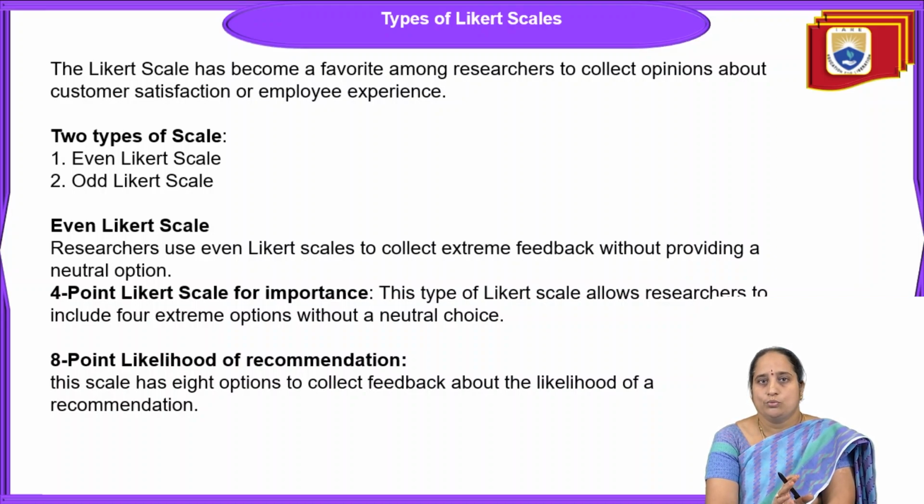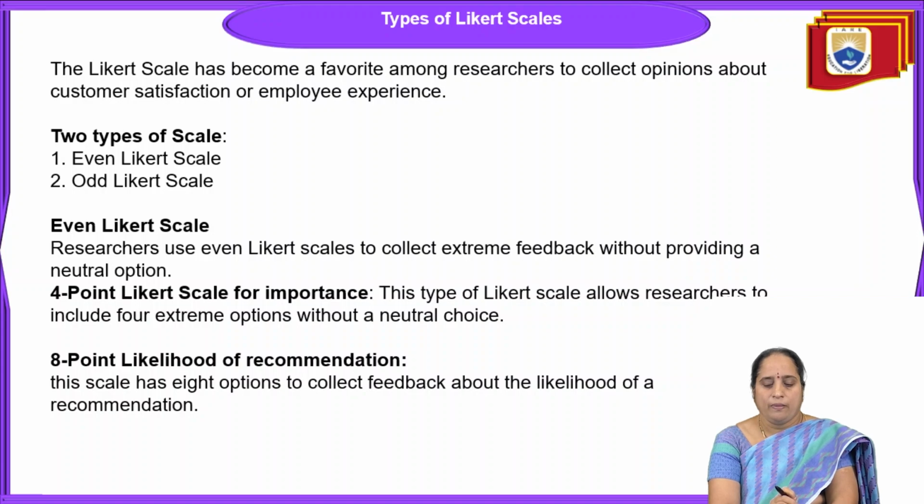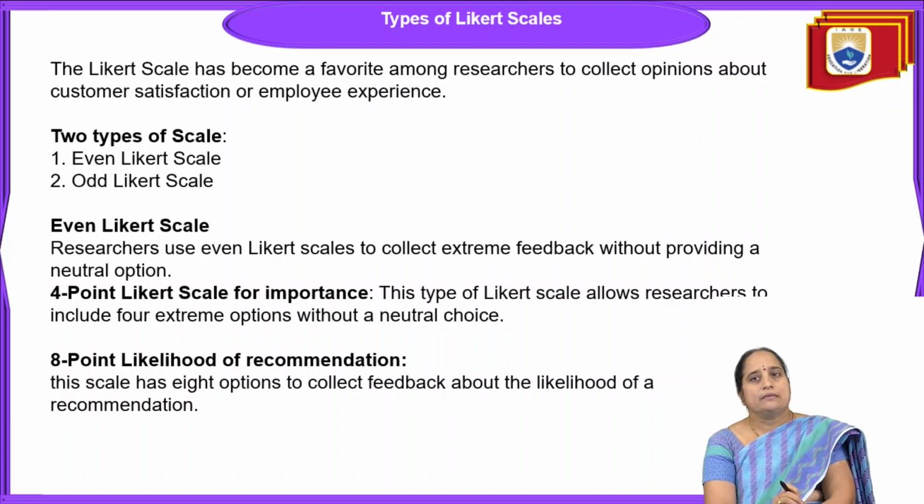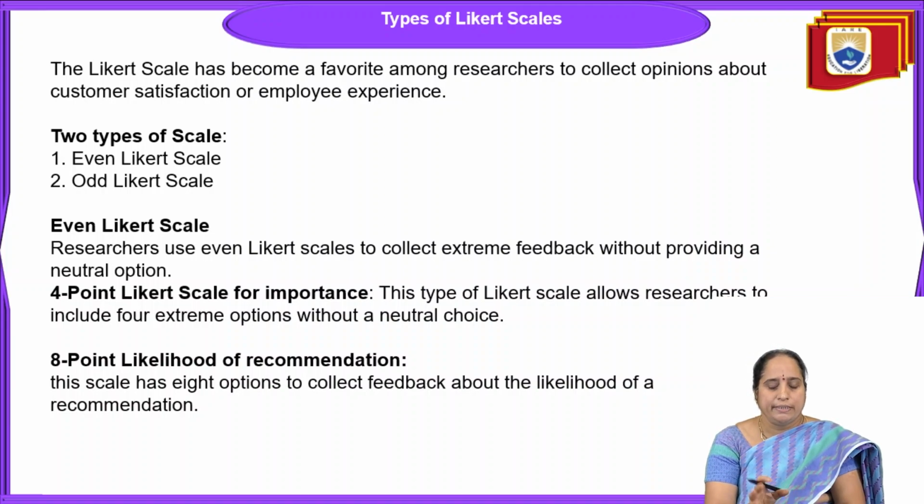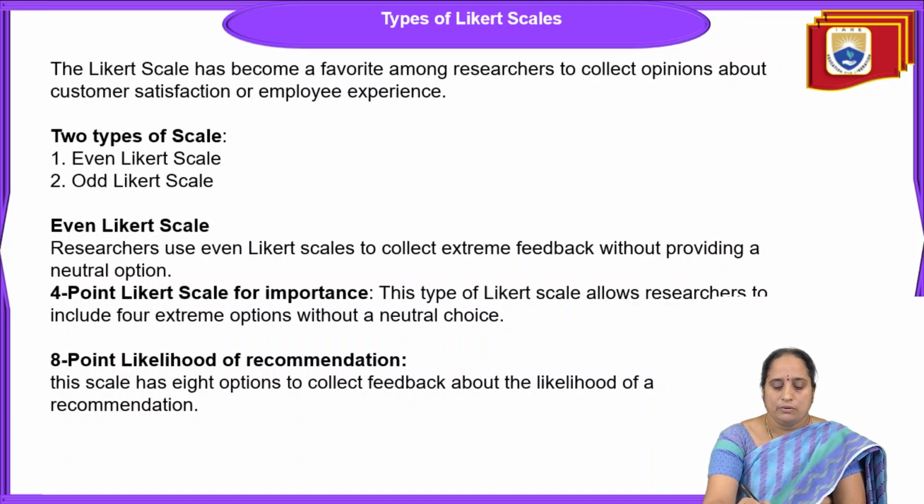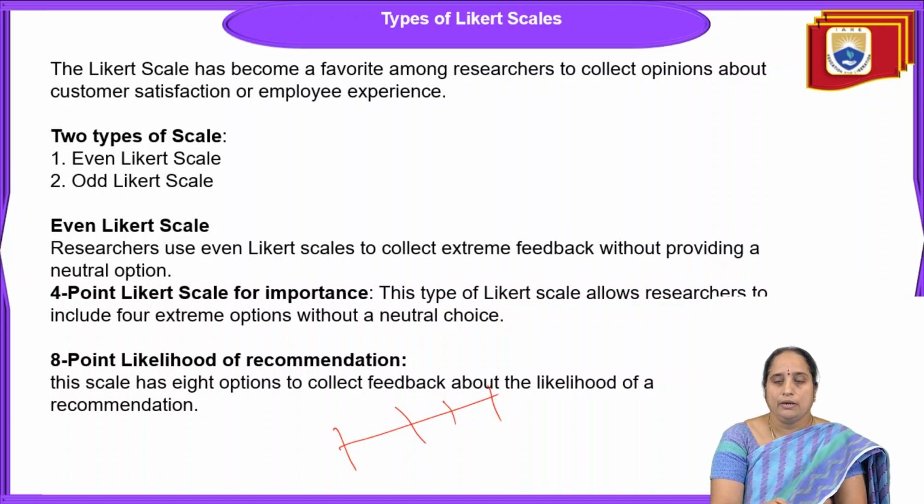Basically, there are two types of scales: one is the even Likert scale, and the other is the odd Likert scale. The difference between even and odd can be identified by the number of choices given in a Likert scale. Coming to the even Likert scale, generally this type is used to collect extreme feedback without providing a neutral option. So out of 5, we are including only 4. There is no neutral option.